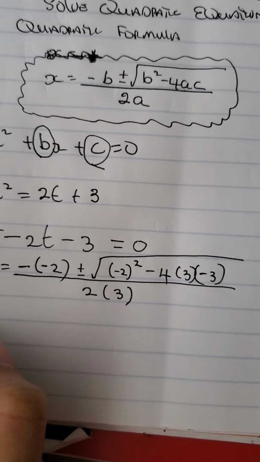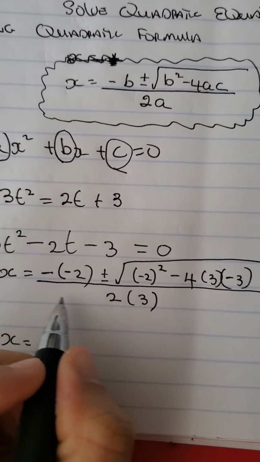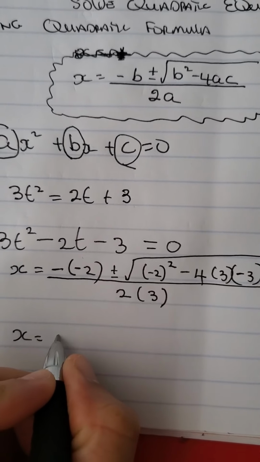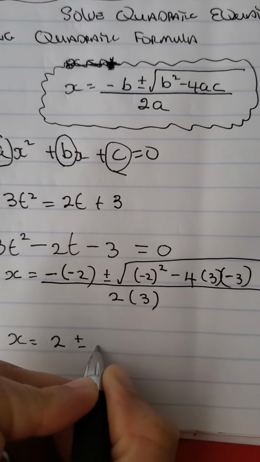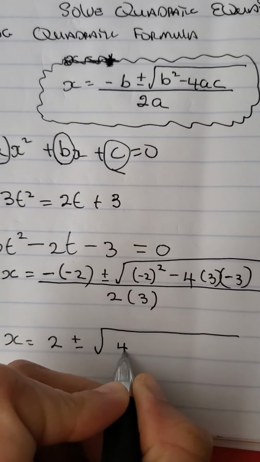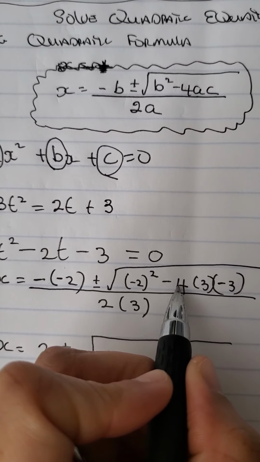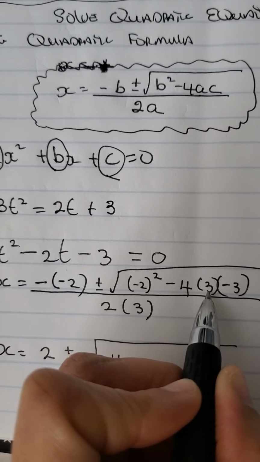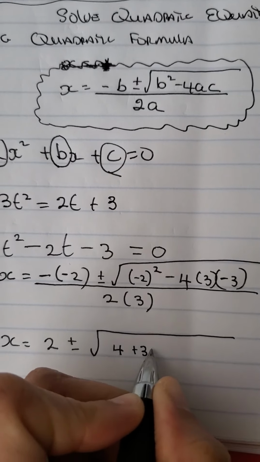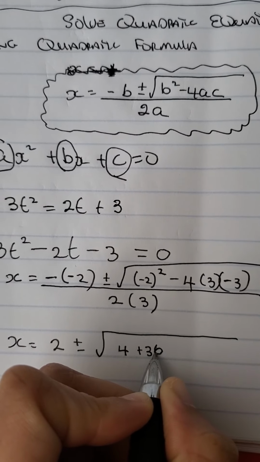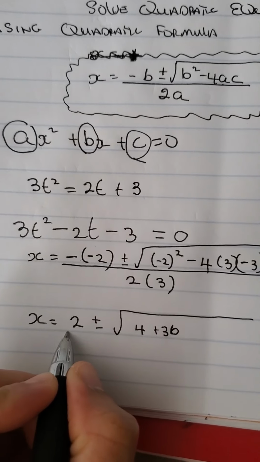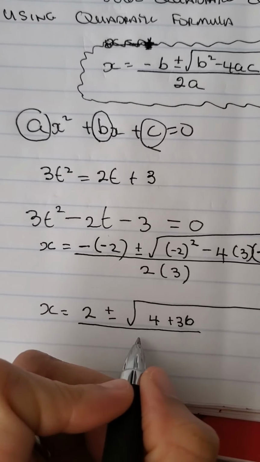So x is, we can take care of these two here. The opposite of a negative is a positive. Plus and minus the square root of our b squared, that's 4, minus 4ac. Now let's take care of this right away. This is actually negative 4 times 3 is negative 12, and negative 12 times negative 3 is positive 36. Bam. Positive 36. And this is all over 2 times 3 is 6.